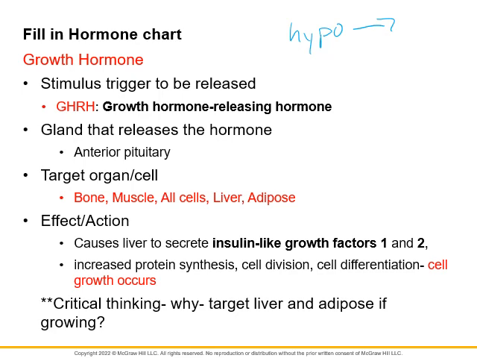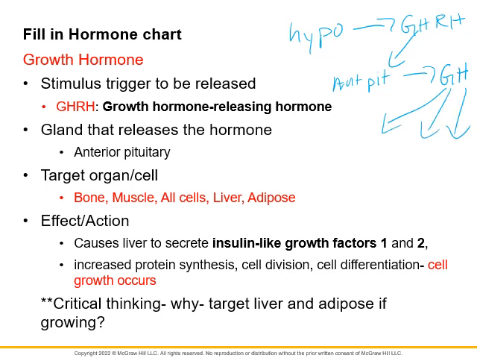So the hypothalamus is going to release growth hormone releasing hormone. That's going to go to the anterior pituitary and cause the anterior pituitary to release growth hormone. So what's the stimulus trigger for growth hormone? Growth hormone releasing hormone. What's the gland that releases growth hormone? Anterior pituitary. What's the target? Where does this growth hormone go once it's released from the anterior pituitary?